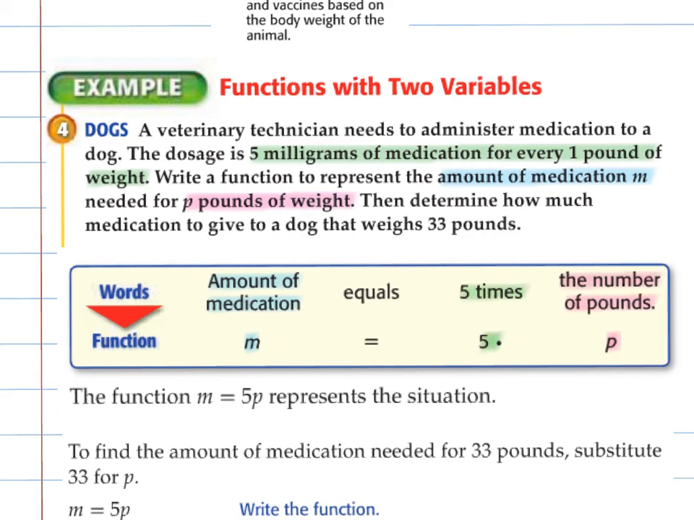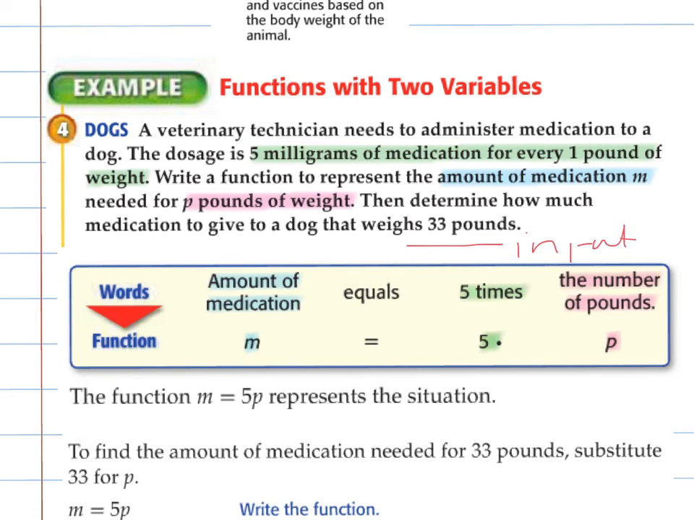So you have an input. Obviously, the medication is going to change based on the weight of the dog. You're not going to give the same medication to your Labrador as you are to your little mini pug, okay? So that has to be taken into account. Then determine the amount if a dog weighs 33 pounds. So this is if your input is this, after we find our function.